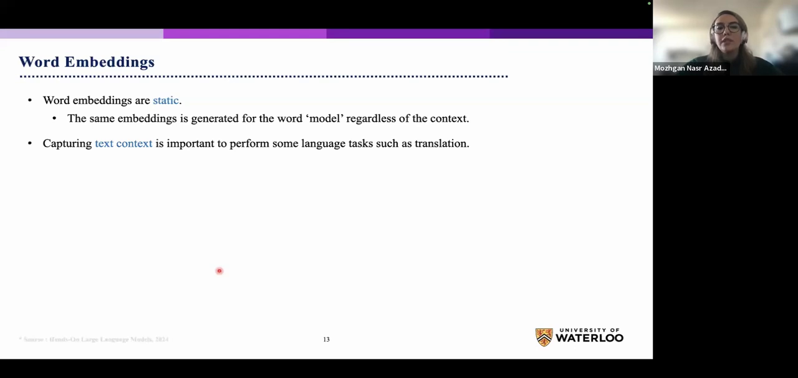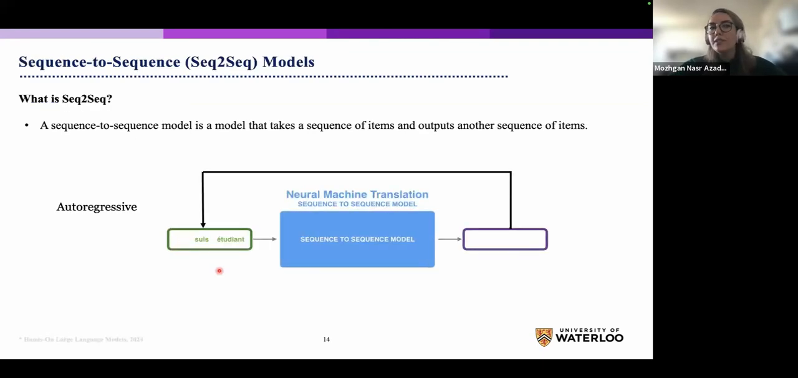So scientists were thinking of a way that we should capture text context as well, because it is important for language tasks such as machine translation and question answering and so on. So the question was how we can encode and decode context. Then to answer this question, sequence to sequence models came to the picture.